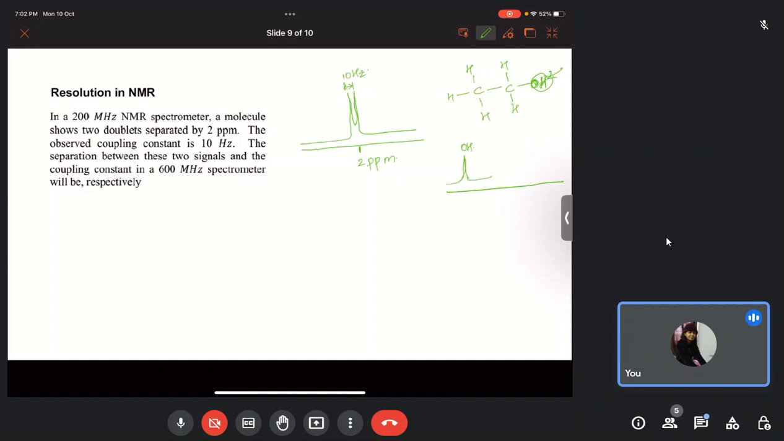Downfield is when you have less electronic cloud around your spin. Here we are detecting this proton, and all the electron cloud over it is being dragged by the very electronegative oxygen. That's why it is downfield, at a very high delta value, which is the higher chemical shift value.